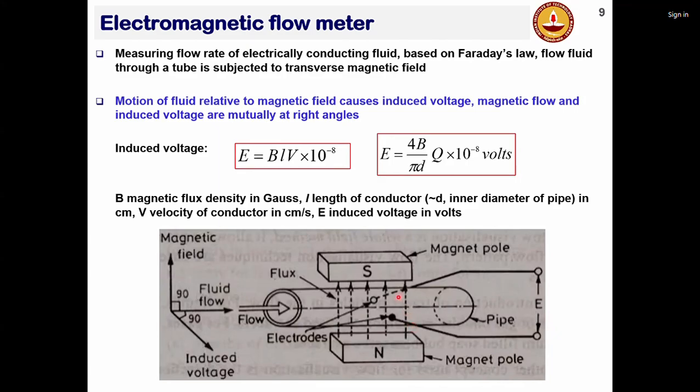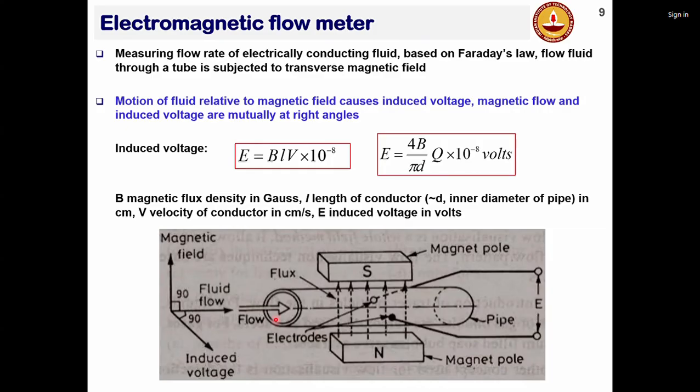Now, when you have north here and south here, the magnetic field lines will go from north to south. Perpendicular to these magnetic field lines, you locate these electrodes. The front electrode is here, the back electrode is there. So the line joining the electrodes is orthogonal to the direction of the magnetic field.